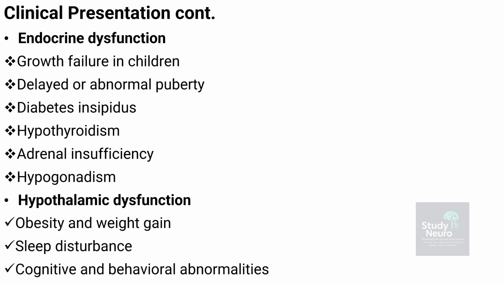Endocrine dysfunction is also common because the tumor can affect the pituitary gland and its connections. In children, impaired growth or abnormal puberty may be early signs, while hormone deficiencies can also cause hypothyroidism, adrenal insufficiency, hypogonadism, or diabetes insipidus.